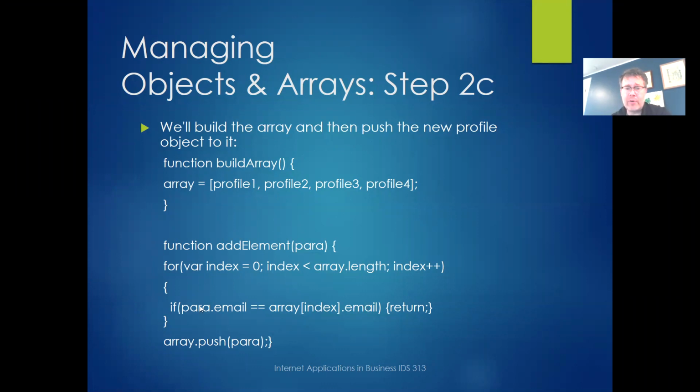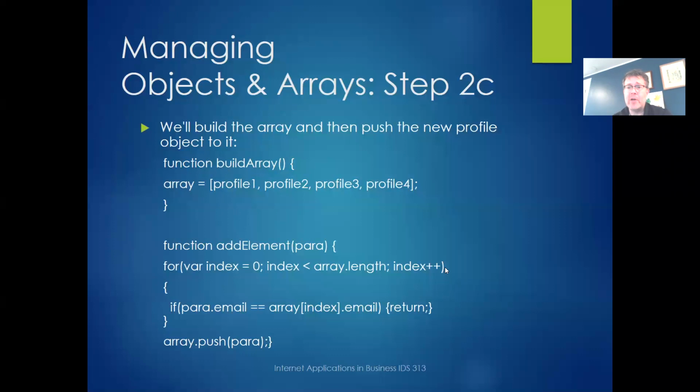And we're going to scan through our list of existing profiles. So we have this loop here: for var index equals 0, index less than array dot length, index plus plus. We're going to start off at index 0 of our array, at the first element. We're going to continue repeating the loop as long as that index value is less than the array length. And at the end of every iteration of the loop, we're going to increment index by 1.